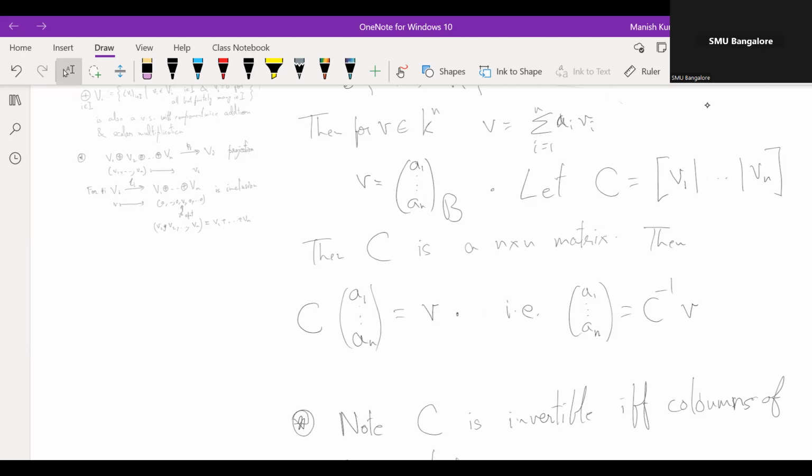One has to verify that C is invertible. I've just written this down, but next we will check that if you take V1 to Vn as a basis of Kn, then this matrix C you form is in fact an invertible matrix.